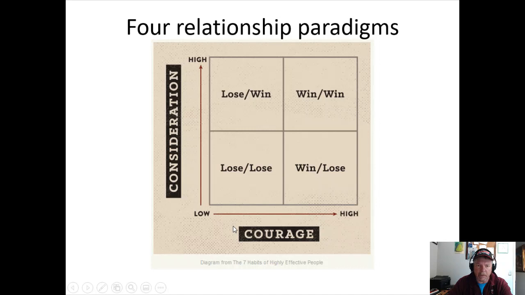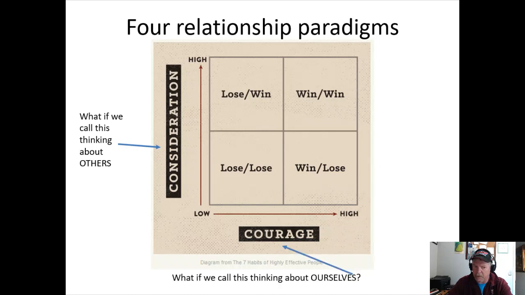A guy named Covey wrote this. What if we call this others? What if we call the consideration box others? And what if we call the courage box ourselves? I think this makes it easier. So what you do is you look at the X and Y axis, and it doesn't matter which box you put these in because it works both directions.